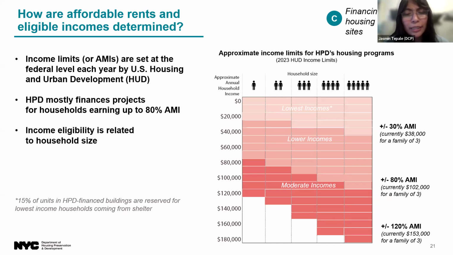This chart lets you figure out whether you're eligible based on these income limits. Based on your household size and income, the vast majority of HPD financed housing serves households in the pink color bar, so households earning up to 80% AMI, which translates to about 96K for a family of three. But for anyone making below 30%, those units are reserved for those coming from shelters. To say it a different way, HUD is the one controlling these AMI levels that you'll often hear. It's not something that the city controls, but something that is set by the federal government.